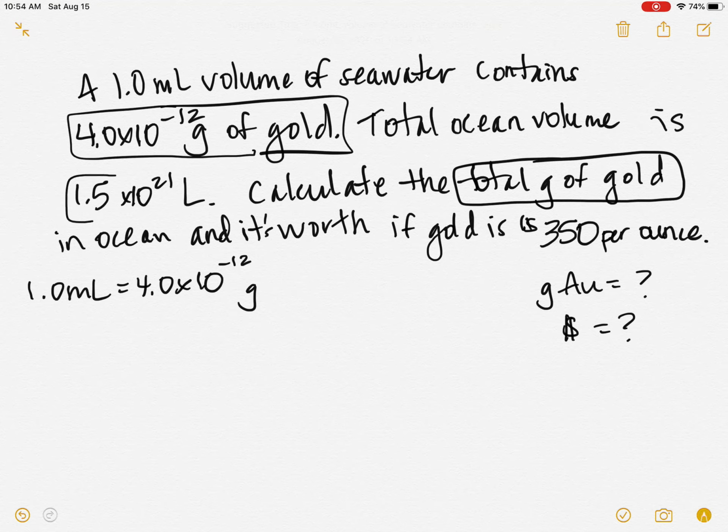And then I know that the total volume of the whole ocean is this. So that's definitely going to be important. In all the oceans, I have 1.5 times 10 to the 21st liters. So there's numerous ways to do this, but let's just start with this number.